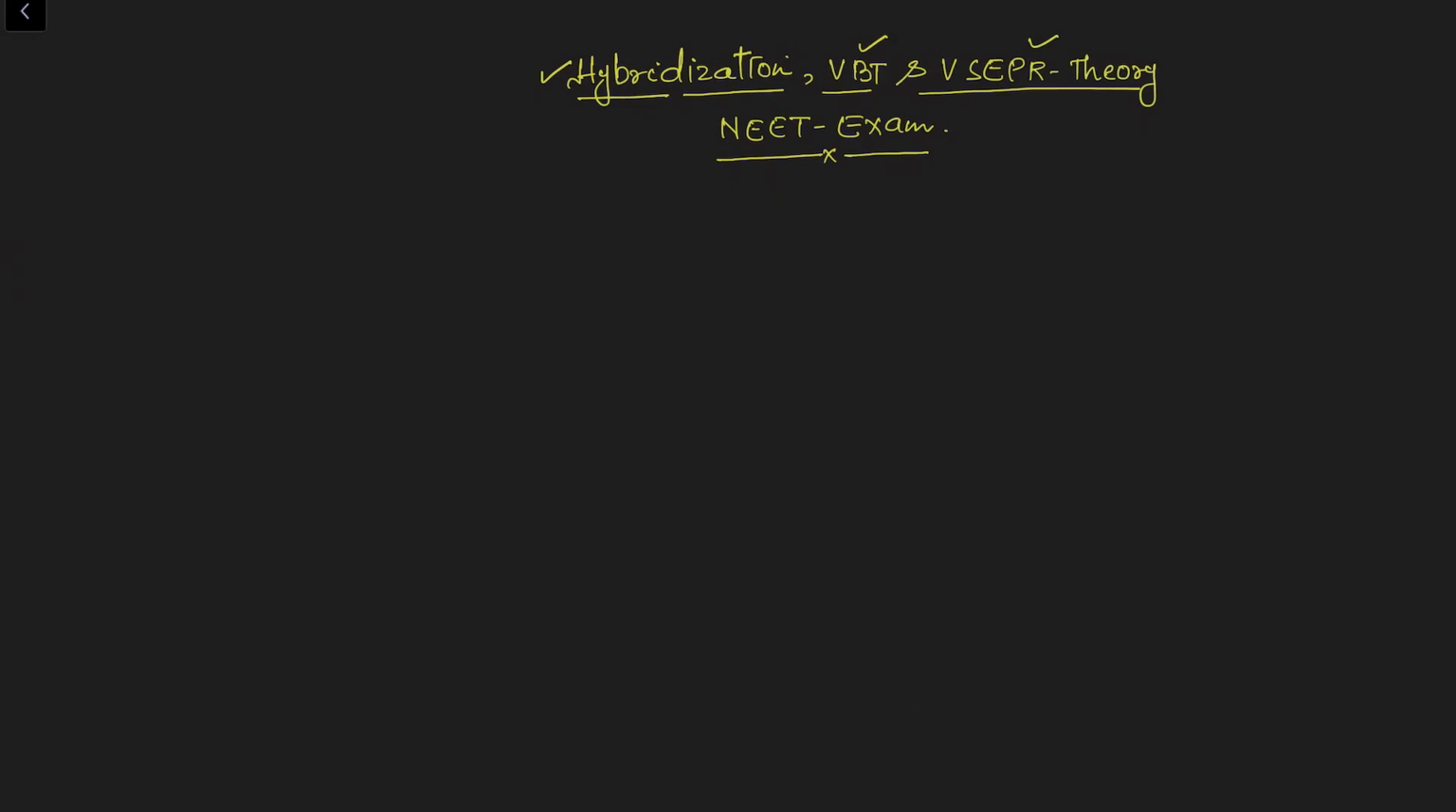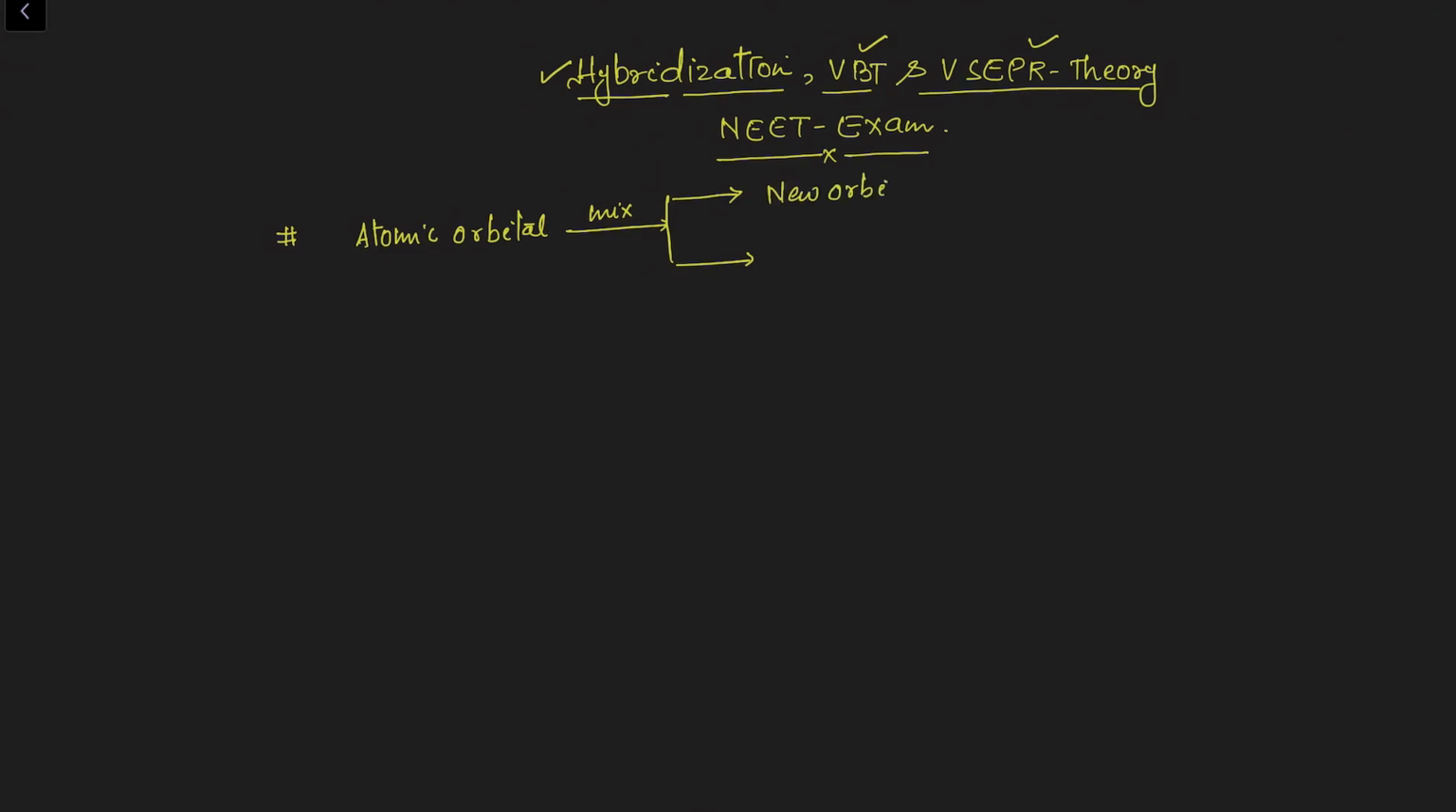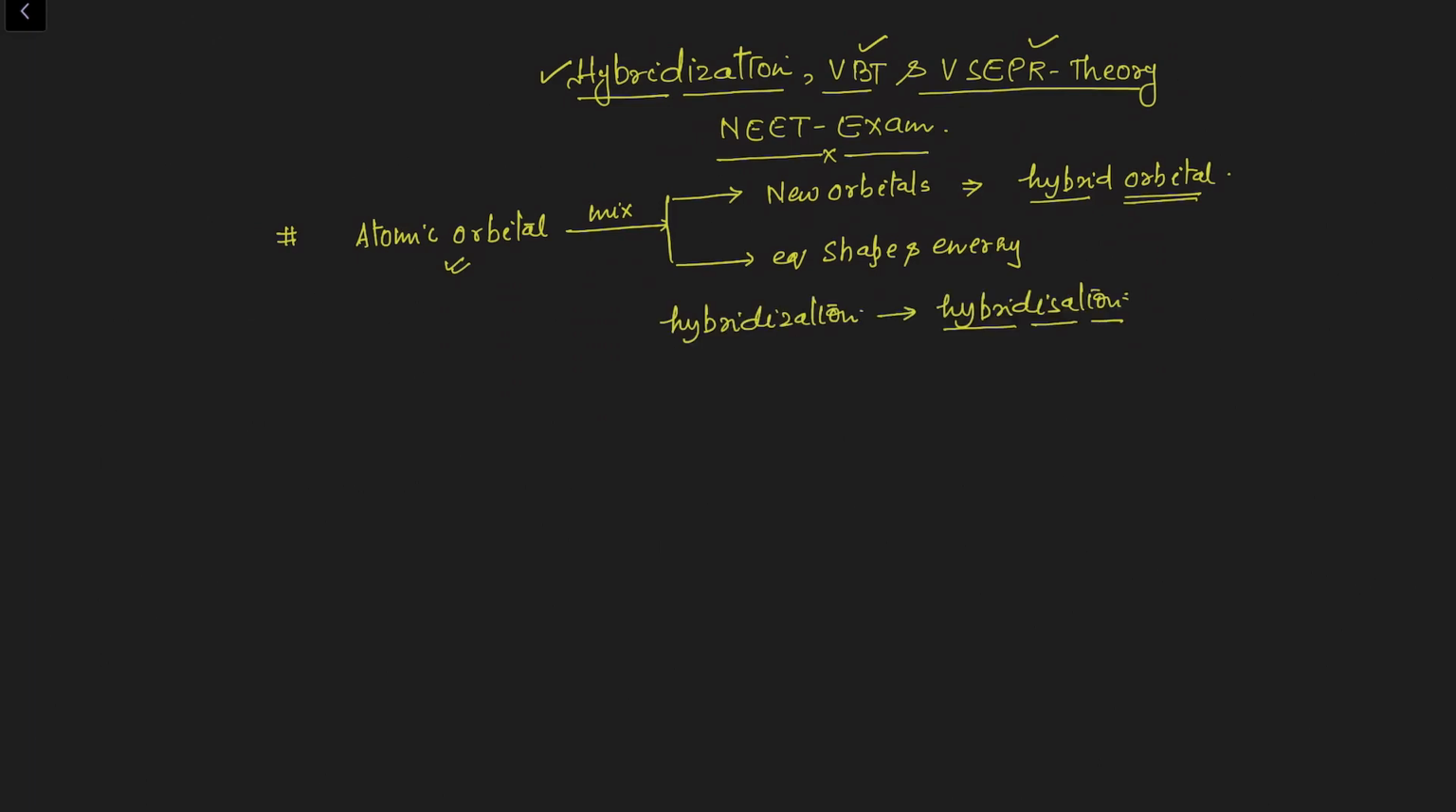Start from hybridization. So what is hybridization? From the basic definition, atomic orbitals of similar or equivalent energy mix with each other and redistribute themselves into an equivalent number of new orbitals, and these new orbitals have equivalent shape and energy. The new orbitals formed after the mixing of atomic orbitals are known as hybrid orbitals, and this full process is known as hybridization. Now if you calculate the hybridization of any molecule, it will give you some information about the molecule.